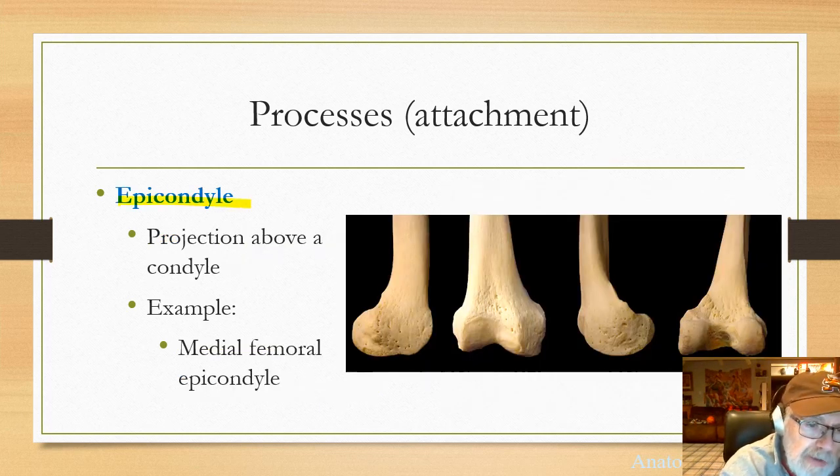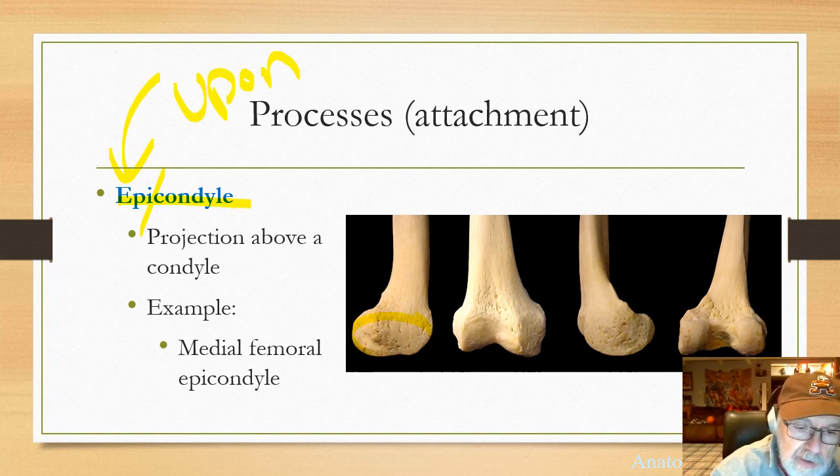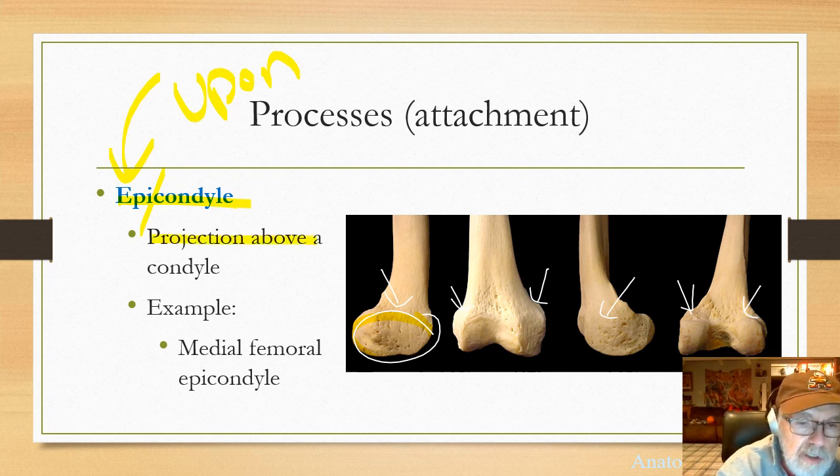Epicondyle. Epi, and you should know all these prefixes, means upon. Upon what? Upon the condyle. So if this area down here is the condyle, the area on top of it, here, would be called the epicondyle. An epicondyle is a projection above a condyle. And again, the medial femoral epicondyle would be the same thing. Over here is the medial femoral epicondyle, right in this region right here.